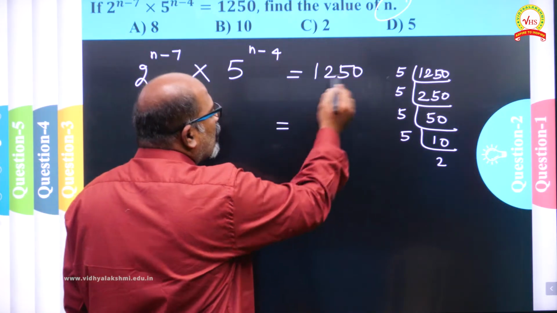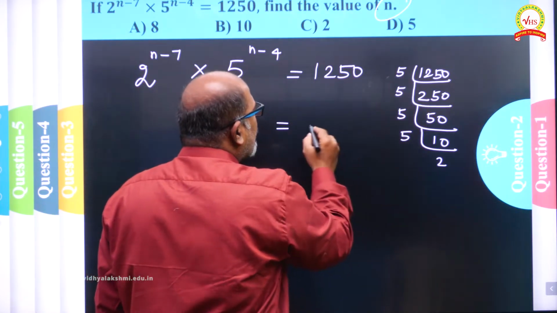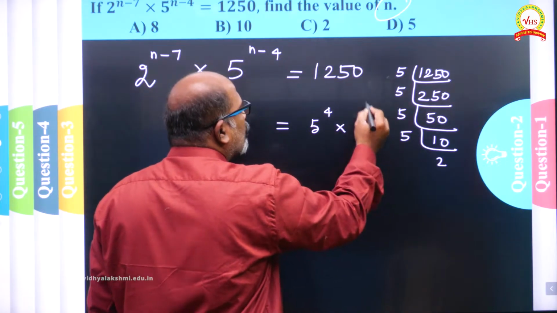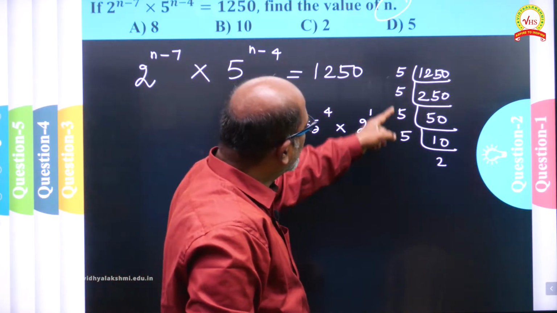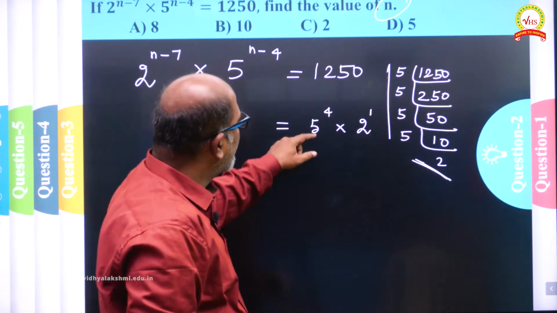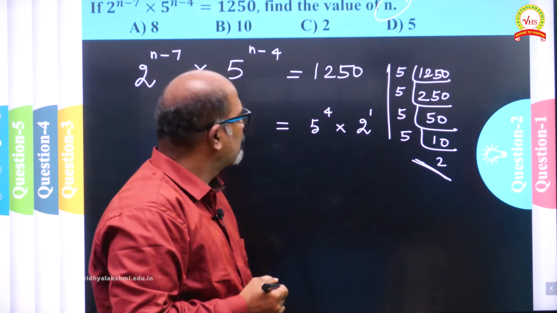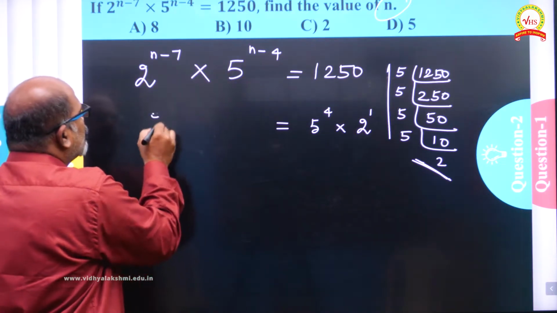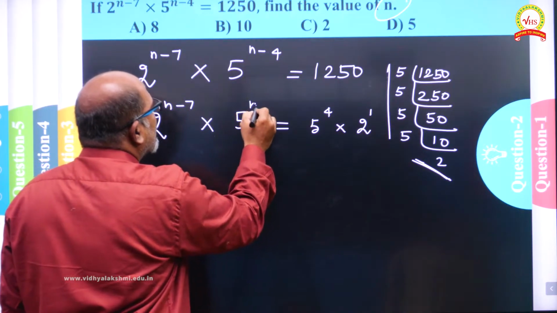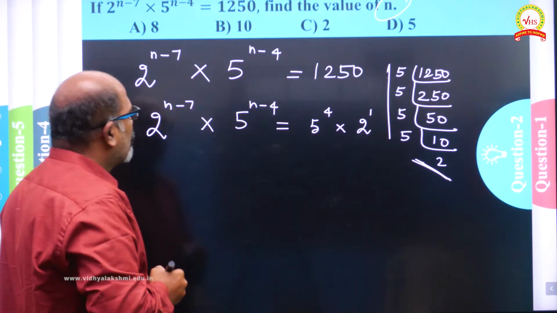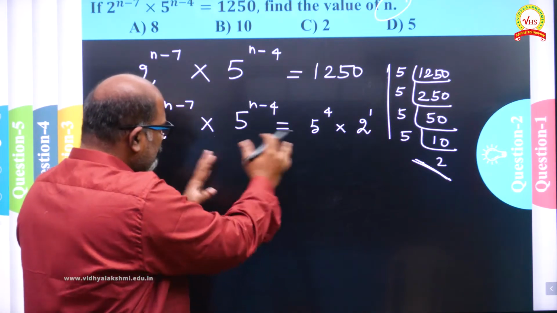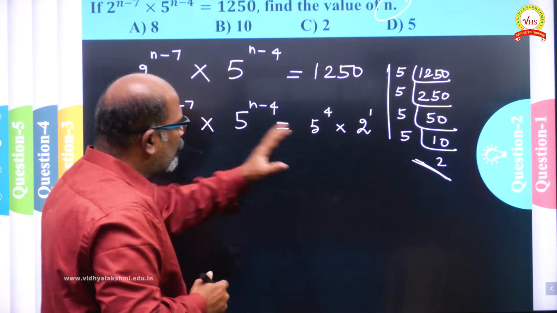So I can express this 1250 as 5 raised to 4 multiplied by 2 raised to 1, because 5 we are having 4 times here and 2 we are having 1 time here. So 5 raised to 4 and 2 raised to 1. So this is equated with 2 power n minus 7 multiplied by 5 power n minus 4. Now I can see that the bases are the same on both sides.